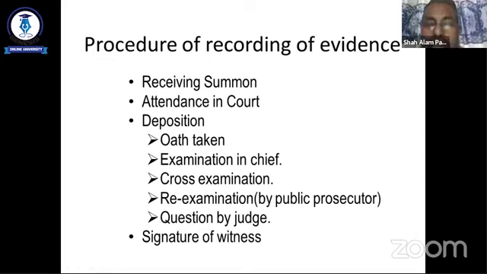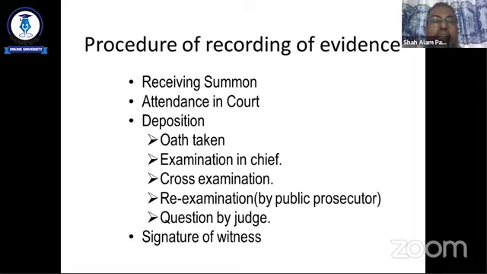We already discussed the summons and evidence. Among evidence, we described oral evidence and documentary evidence. Among these two, oral evidence is more important because there is a chance of cross-examination. That's why oral evidence is more important than documentary evidence.